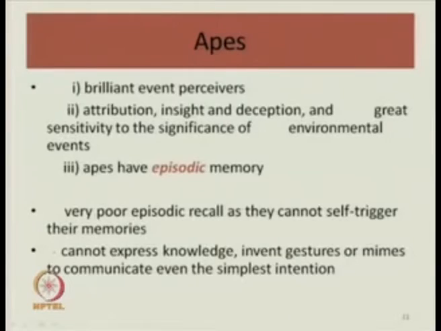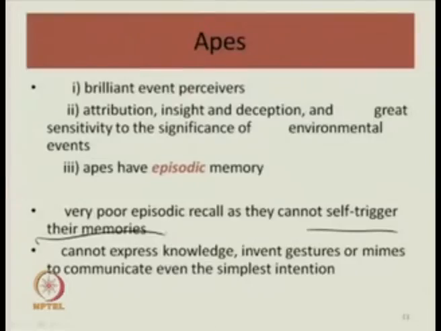As Donald says here, they are even brilliant event perceivers, right? But they have episodic memory and very poor episodic recall, as they cannot self-trigger their memories. This is very important. They need environmental cues, okay? So in case you are wondering why apes did not develop as we do, and they have a different evolutionary trajectory after we split from our common ancestor. Remember, we did not evolve from apes. This is very important for us to remember.